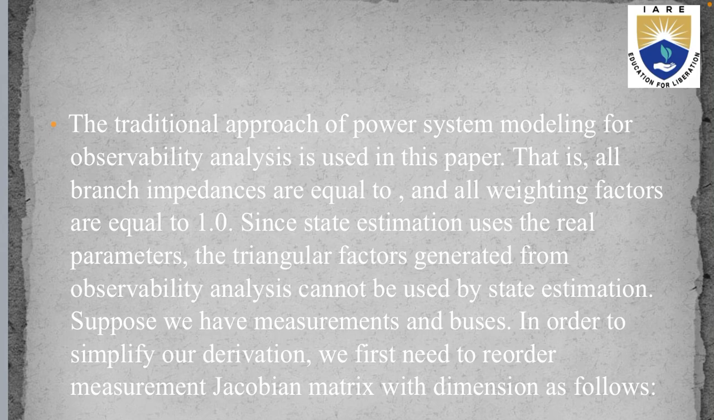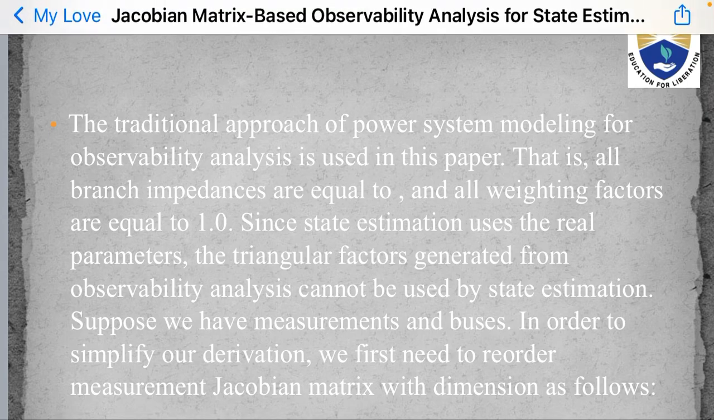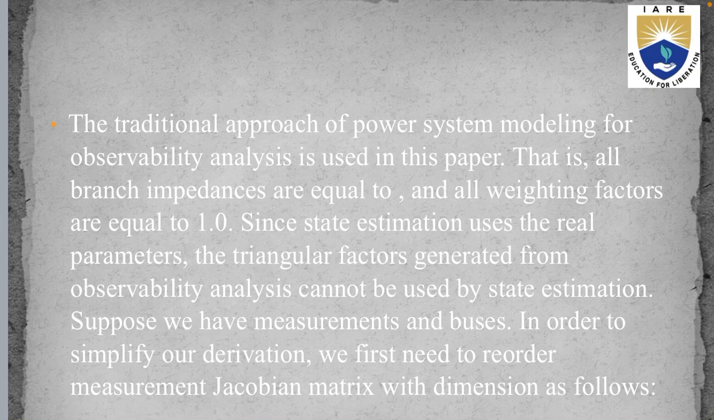The traditional approach of power systems modeling for observability analysis is used in this paper. That is, all branch impedances are equal, and all weighting factors are equal to 1.0. Since the state estimation uses the real parameters, the triangular factors generated from the observability analysis can be used by state estimation. Suppose we have m measurements and n buses. In order to simplify our derivation, we first need to reorder the measurement Jacobian matrix with dimension as follows.